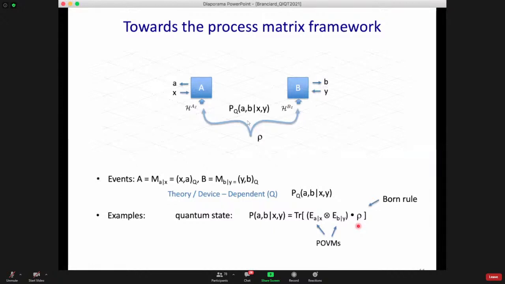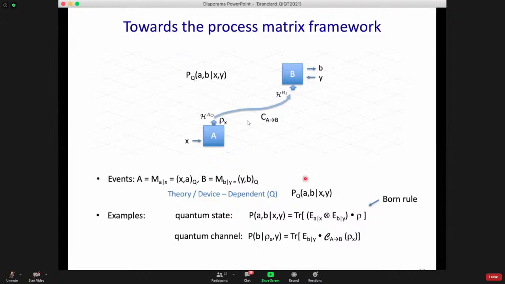So that's one example. Another example is a channel. Suppose here I send a quantum state, rho x, so it could depend on the input x, for instance. And there's a quantum channel from A to B, so that Bob receives the result of the channel that is sent to him. If I look at the probability, here I didn't put any output for A, so I just have the probability of Bob's outcome, given that Alice sent rho x and that he chooses a POVM labeled by y, then this is again the Born rule. You apply Bob's measurement operator to the output of the channel.